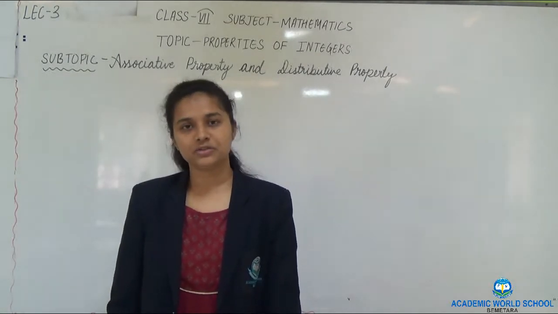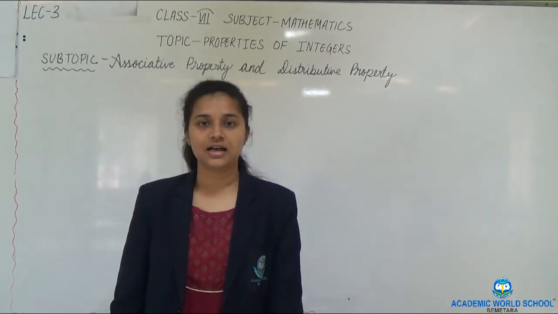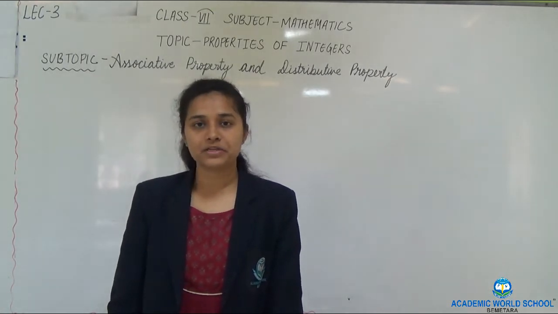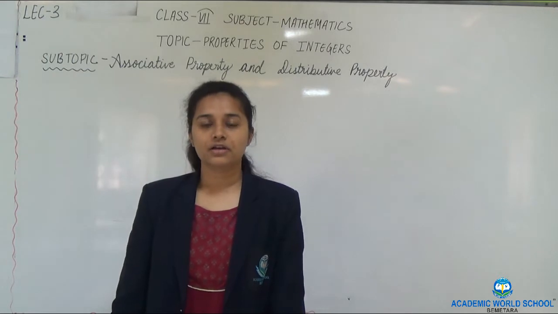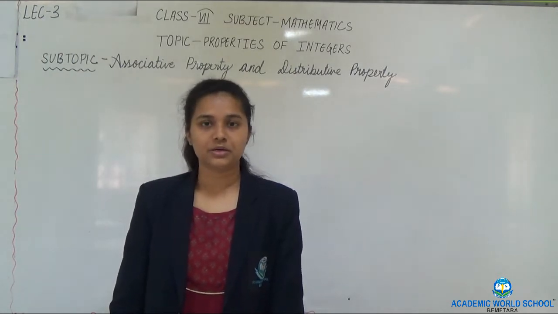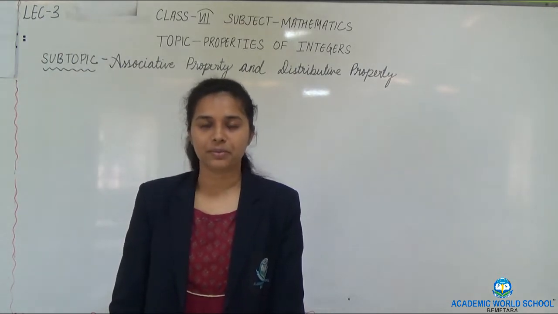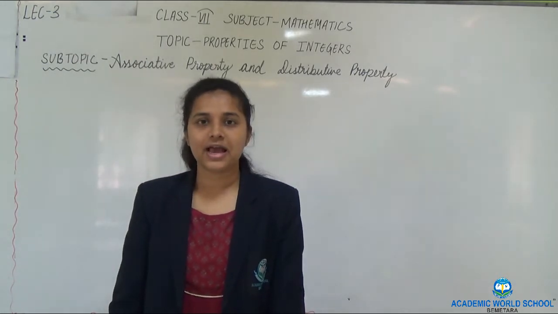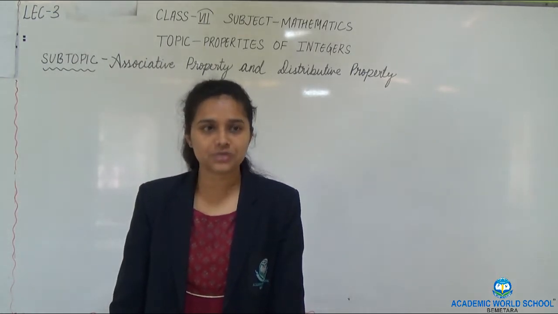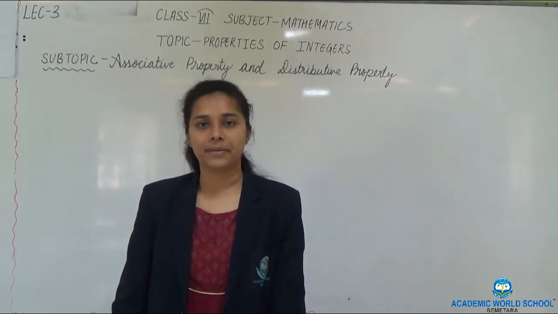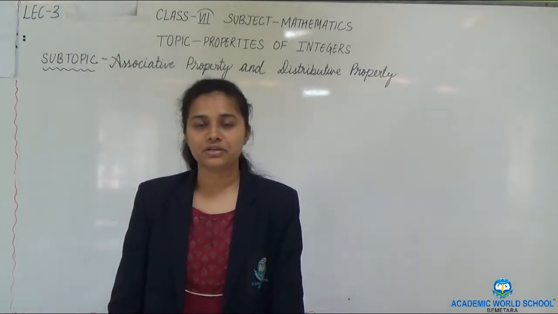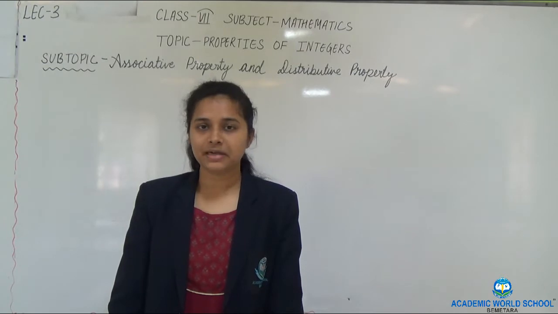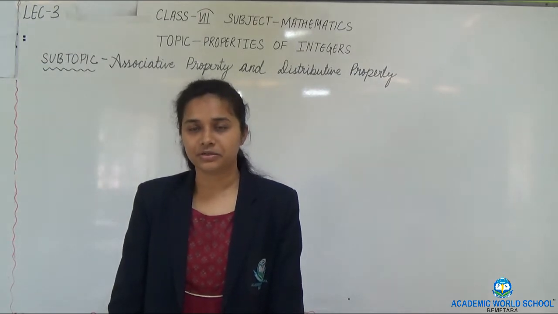Today I am here again to teach you the chapter Integers. In the last class we read the properties of integers, where we covered two topics, closure property and commutative property. In closure property we saw that addition, subtraction and multiplication satisfy the closure property. But in commutative property, we saw that only addition and multiplication satisfy the commutative property.